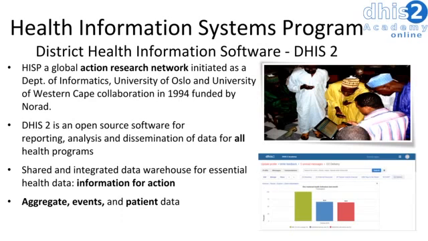One of the key goals in using DHIS2 is to build a shared and integrated data warehouse where all essential health data can be stored. In turn, this will provide information for action. There are three broad categories of data that DHIS2 supports. This includes aggregated data, event data, and patient-based data. We will discuss these concepts a lot more throughout other sessions.